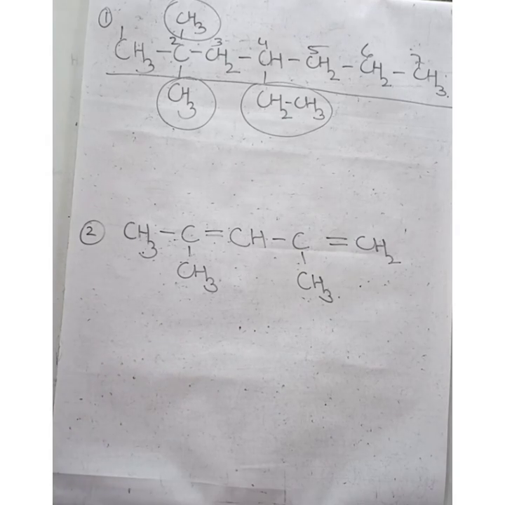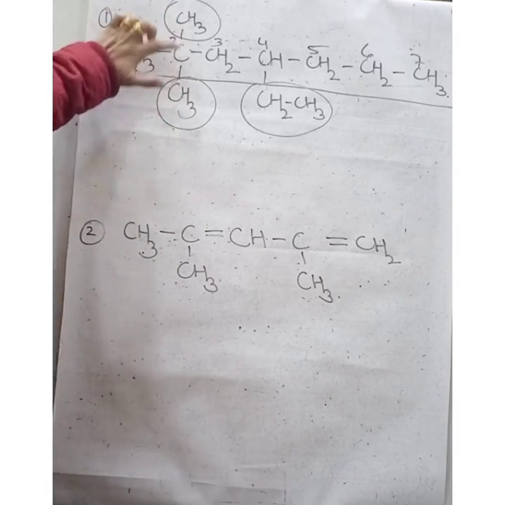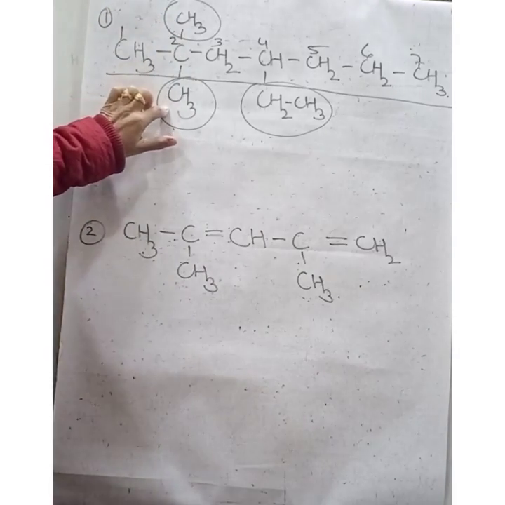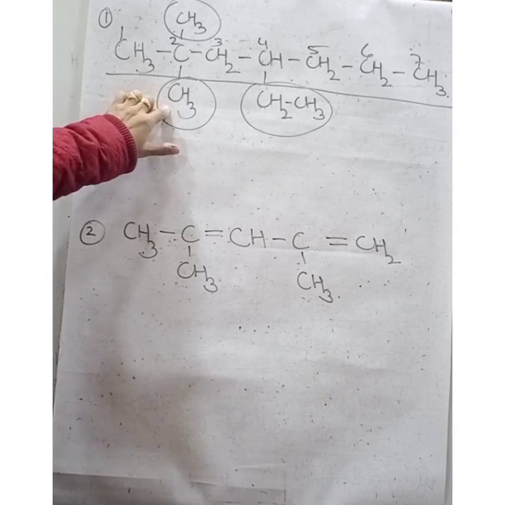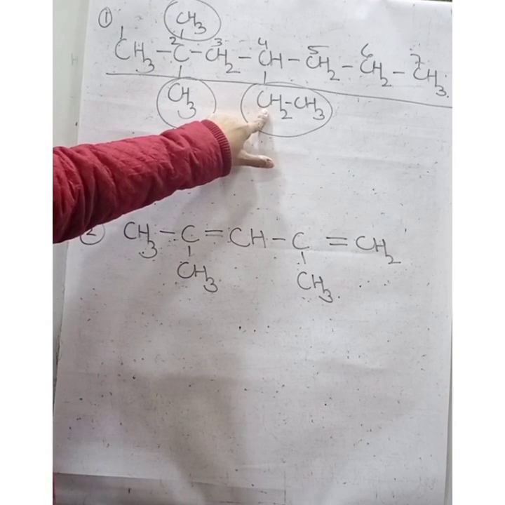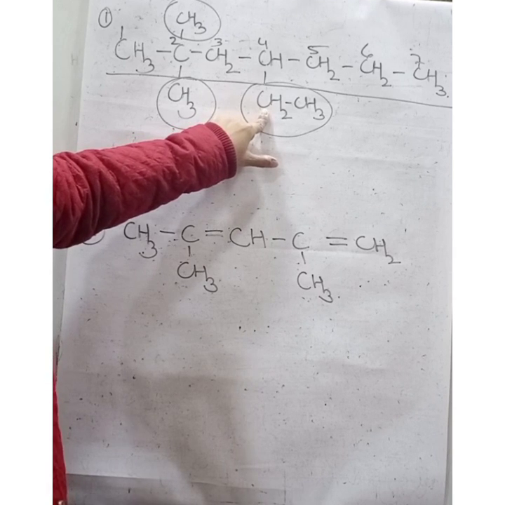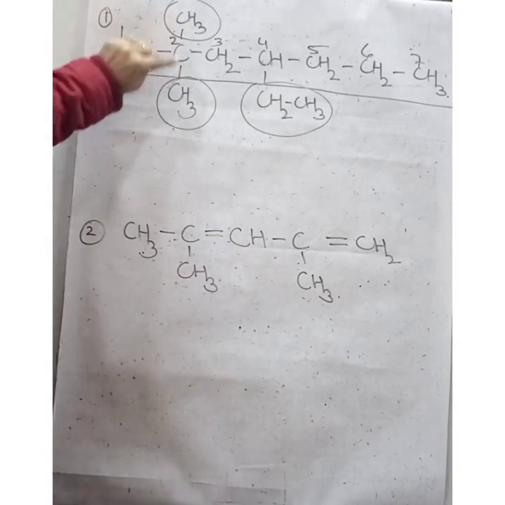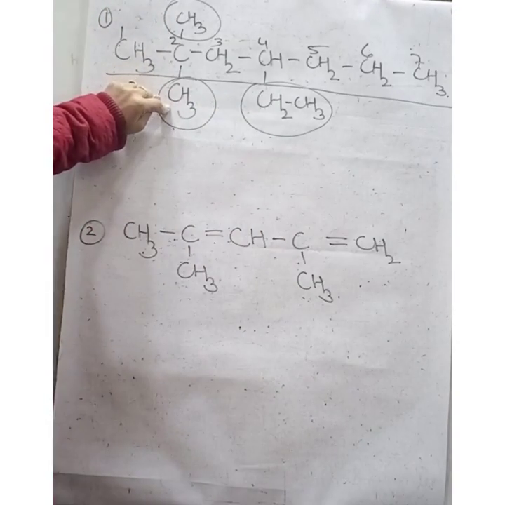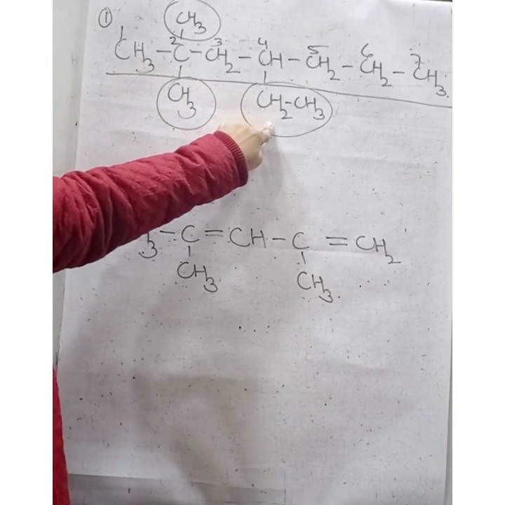Now we have three substituent groups, so three prefixes will be there. Now you can see at position 2 we have two methyl groups, right? And here we have an ethyl group. Now, the one which comes first in alphabetical order is written first. Since 2 methyl is there, we can write dimethyl, right? And this is the ethyl group.